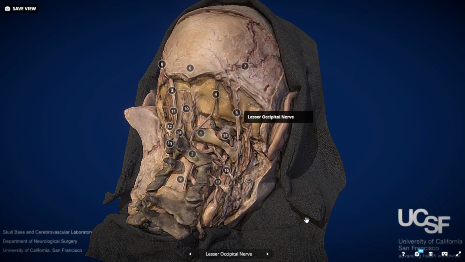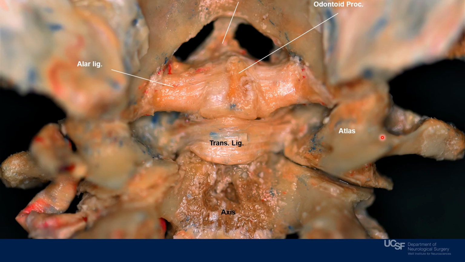This is a posterior view of a coronal cross-section of the craniocervical junction. What we're seeing right here is the anterior edge of the foramen magnum.